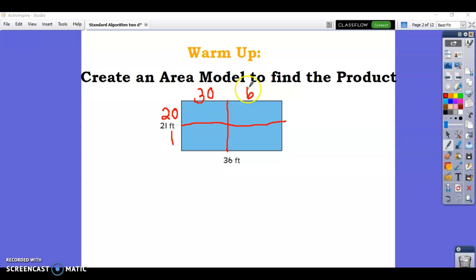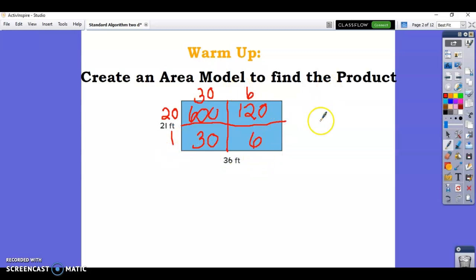So you should have had a 30 and a 6 for 36 separated out into their expanded notation, and 20 and 1 for 21 expanded notation. Then remember, it's down and across to fill in the partial products for each equation. So you have 30 and 20 for the first one, which you should have had 600. Then you have 30 and 1 for 30. Then 20 and 6 for 120. And then you have 1 and 6, which is 6.